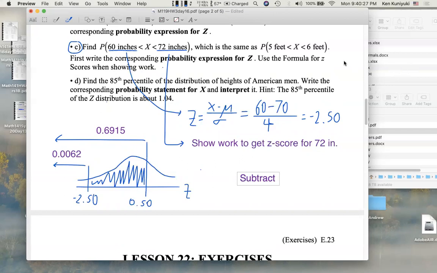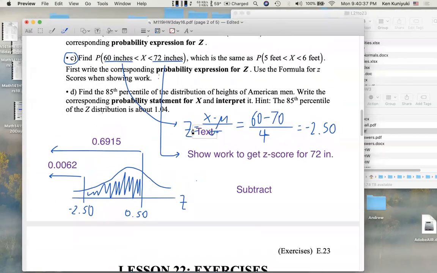Oh, write the corresponding probability expression for Z. So that's part of the work. I'll put that in red.